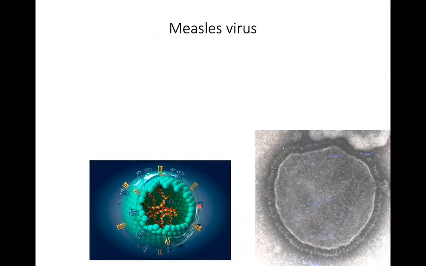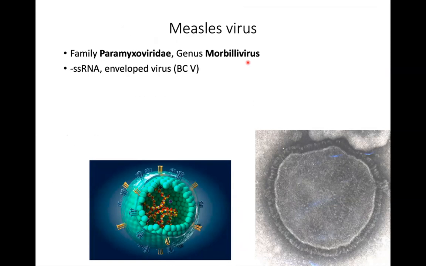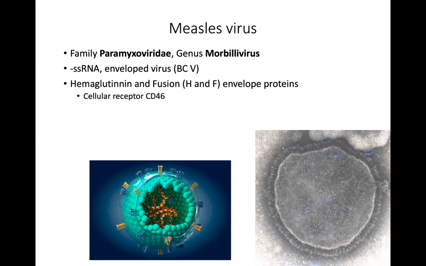Okay, measles virus. Everyone has heard of the measles. Like RSV, it also belongs to the family Paramyxoviridae. This one belongs to the genus Morbillivirus. It is a negative sense single-stranded RNA enveloped virus. It belongs to Baltimore class 5. And here we see its genome with its helical capsid, and it is surrounded by this envelope. It's kind of a weird diagram. On the outside, it has two main proteins, hemagglutinin and the fusion envelope proteins, and it attaches to the cellular receptor CD46, which you've probably heard of.